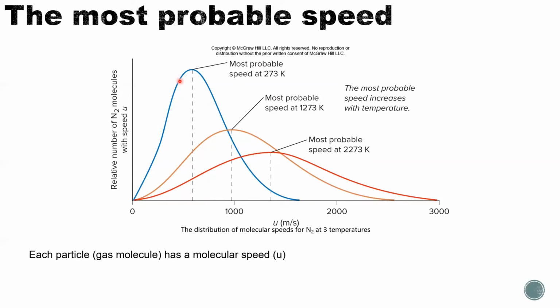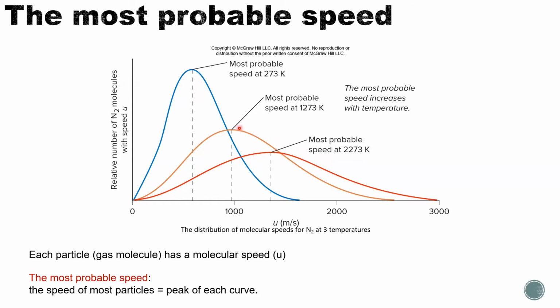So each particle or gas molecule has a molecular speed u. They may be the same, they may not be the same, but each of them has its own u. The most probable speed, by definition, is the speed of the most particles, and that's the peak of each curve here, with the number of particles versus the speed of each molecule. From this diagram, we have several other plots.